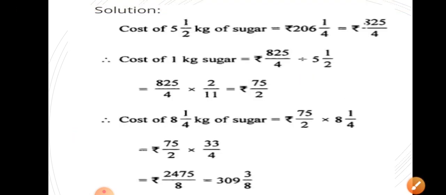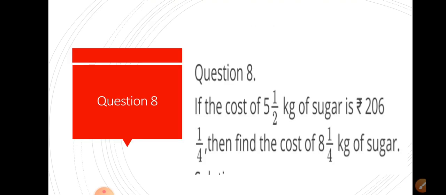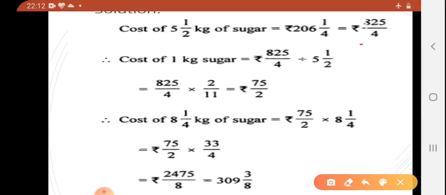Now cost of 5 whole 1 upon 2 kg of sugar is equal to 206 whole 1 upon 4, means 825 upon 4. Therefore 1 kg of sugar will cost 825 divided by 4 divided by 5 whole 1 upon 2, and the answer will be that cost of 1 kg is equal to 75 upon 2.